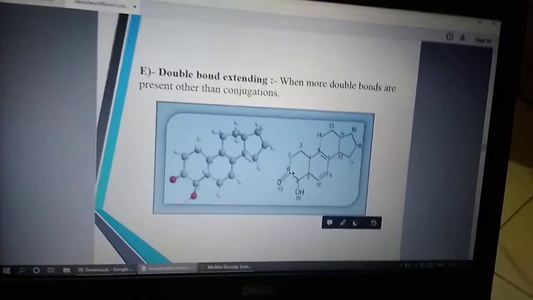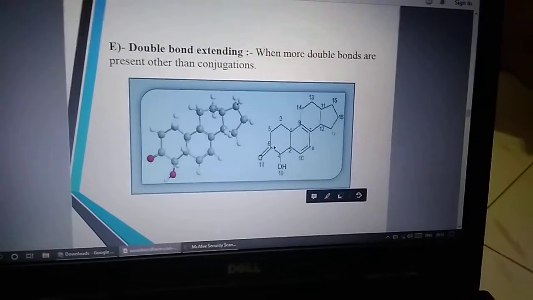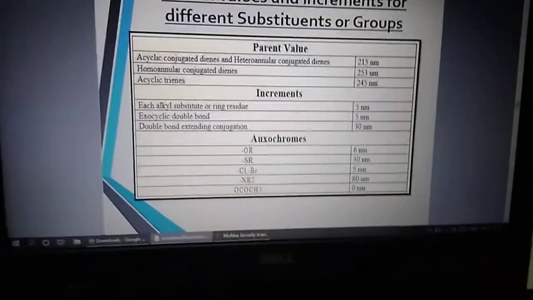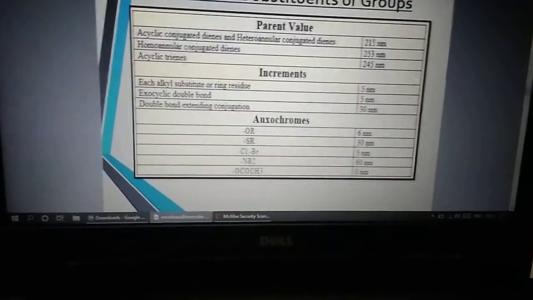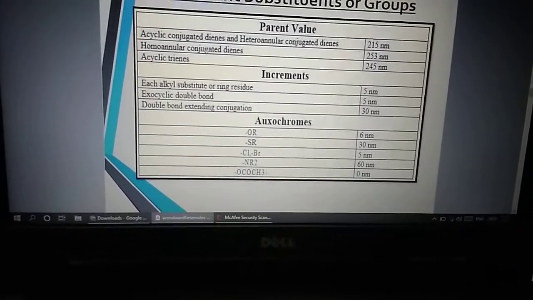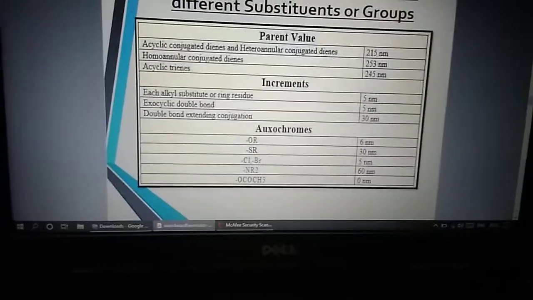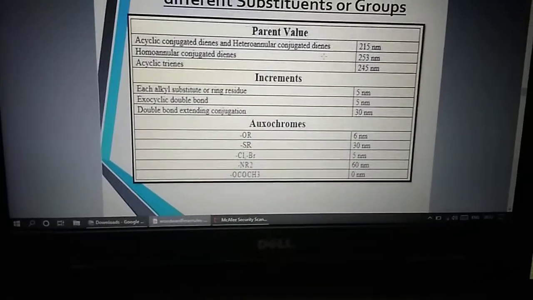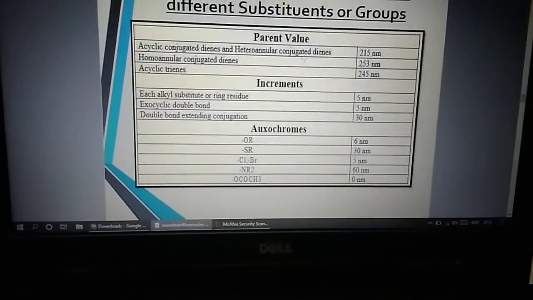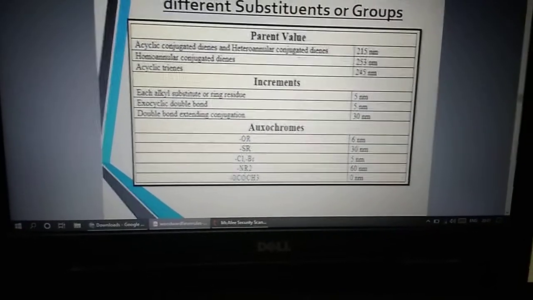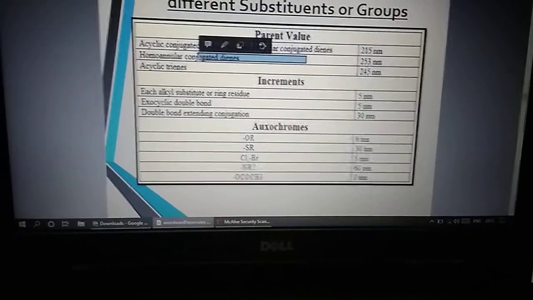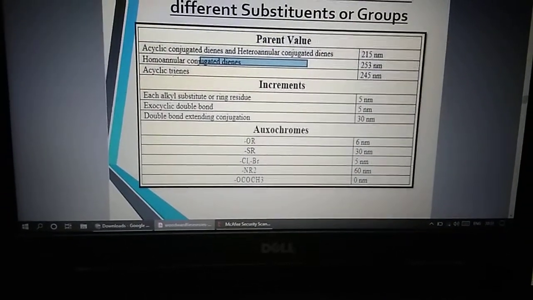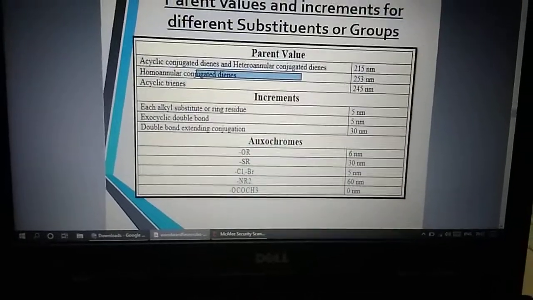All these factors contribute to give the base value for any particular compound. These are the values for several compounds. Here is the parent value for an acyclic conjugated diene. Acyclic is nothing but linear, so without a ring structure or cyclic structure, that is called acyclic. Heteroannular is when the double bonds are present in different ring structures. Homoannular is when the double bonds are present within the same ring. And acyclic trienes are those having three double bonds without a cyclic structure.